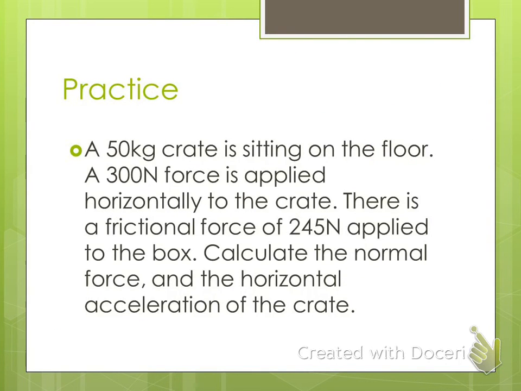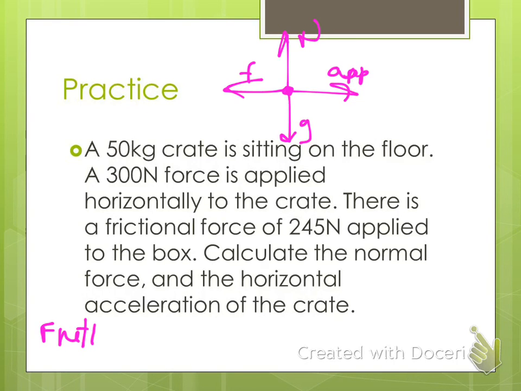I want to see how far we can go, kind of rolling on our own here. I think you can do this one on your own as well. So as we set up our free body diagram here: applied, friction, normal, gravitational. Our F net in the horizontal direction is equal to force applied minus force of friction.